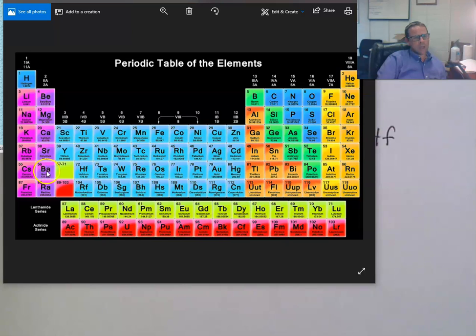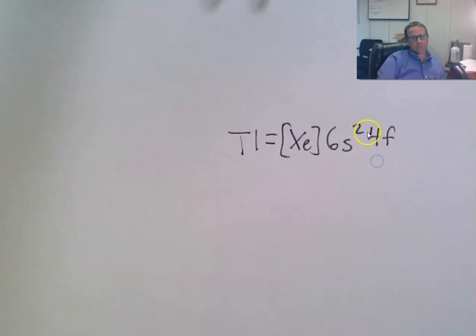Yes. Now, how do we know this was n equals 6? Because it's on the 6th row, 1, 2, 3, 4, 5, 6. How do we know it was L equals 0 or S? Because this is the S block. All right? So, 6s, 2 electrons. We're working our way over to thallium. After 56, now we have to go 57 to 71, which is our 4F block, 4F subshell.